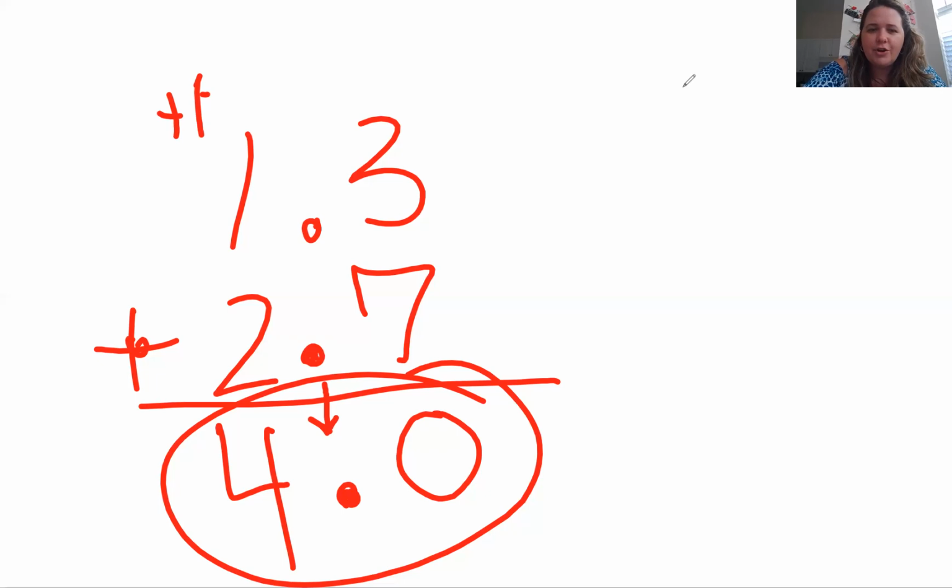So yes, making sure you're circling your answers, showing your work, and moving those decimal points down. All right, so we've finished addition and subtraction. So what's after that? Multiplication. So yes, today we're starting off on page 426. They give you some examples.